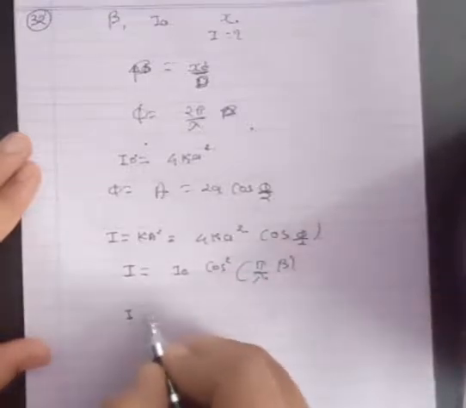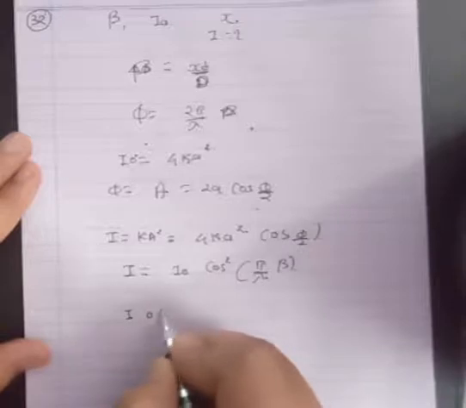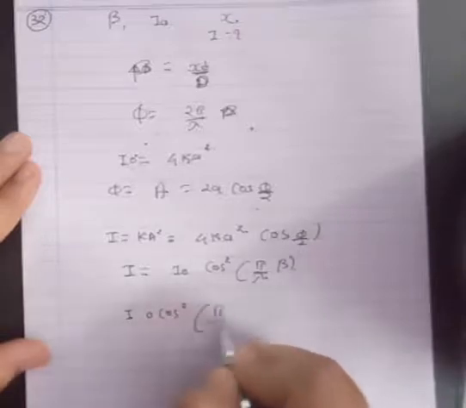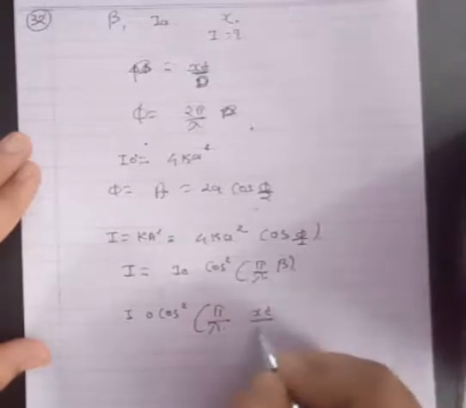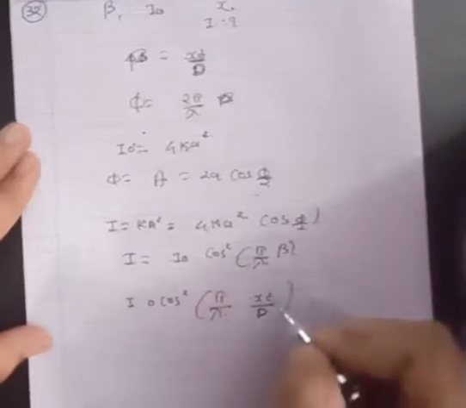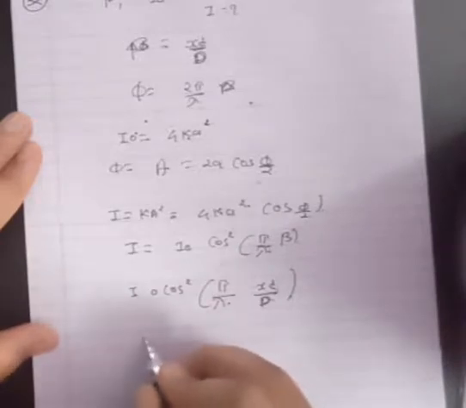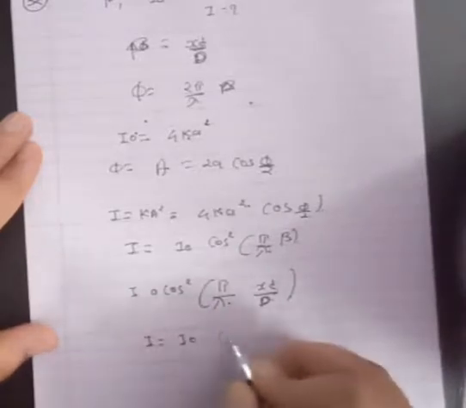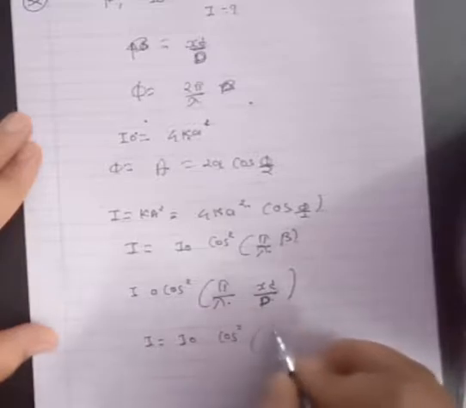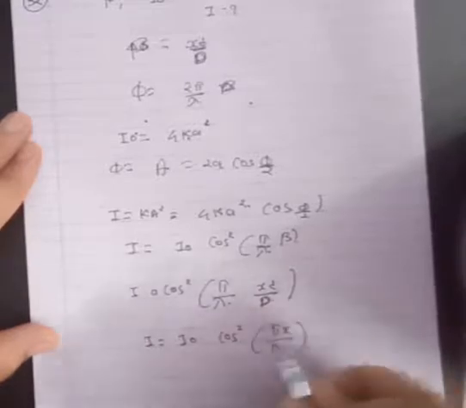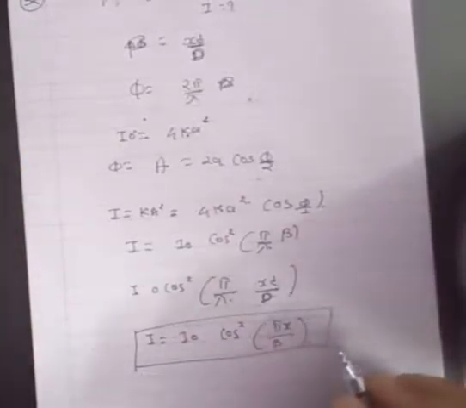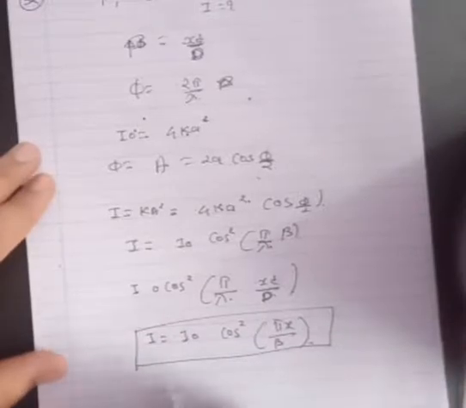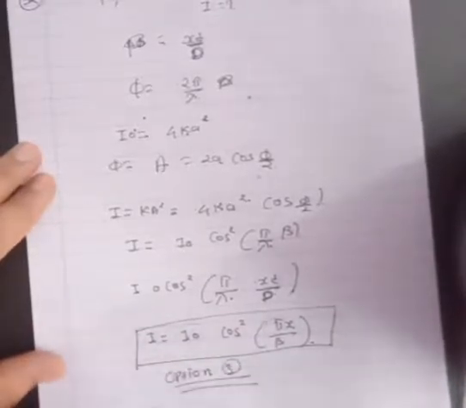So I0 cos square pi by lambda, and delta is xd divided by capital D. So I is equal to I0 cos square pi x upon beta. So option 3 is the correct option.